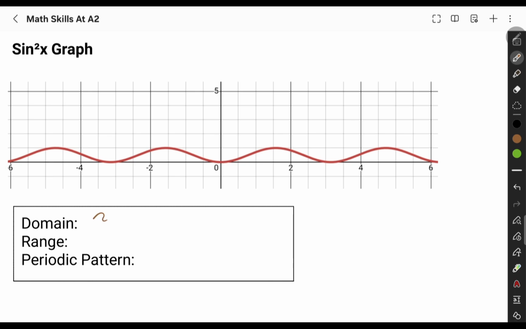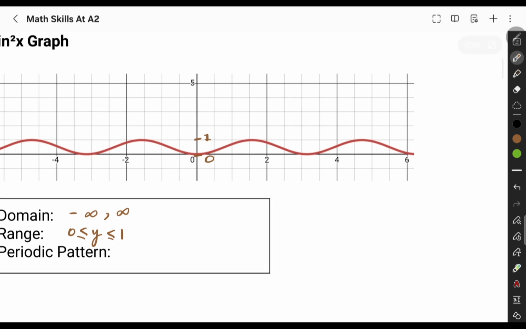So the domain of this graph is going to be minus infinity to infinity. And the reason for that is that this graph is going to extend to infinity on both sides of the x-axis, the negative and positive. Now, for the range of this graph, this is going to be 1, and this is going to be 0. So it's going to be between 1 and 0. There's no value outside of this range. So it's going to be between 0 and 1.